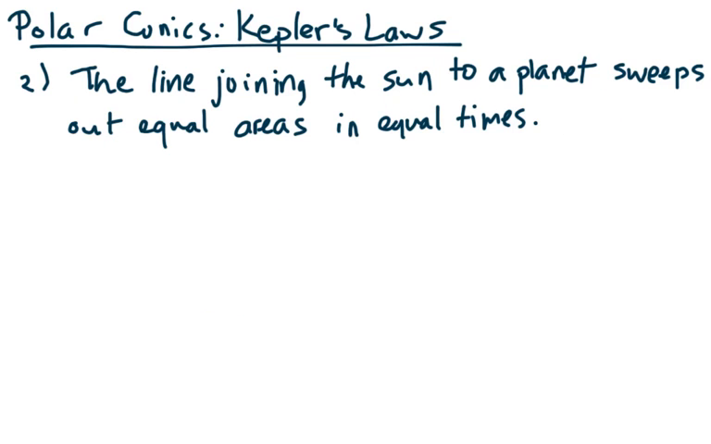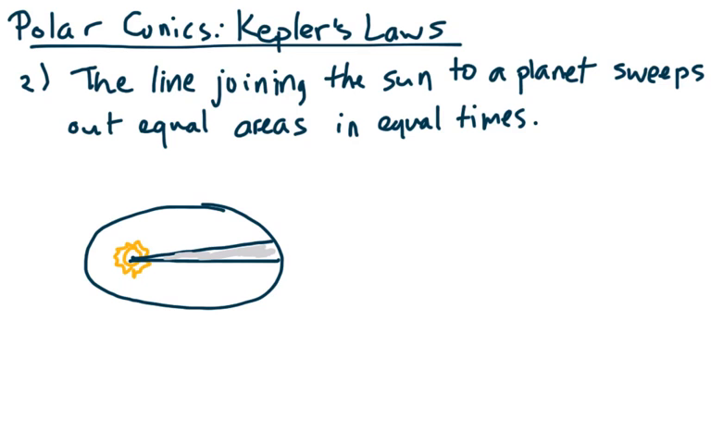The second one: the line joining the sun to a planet sweeps out equal areas in equal times. So imagine you've got a planet, and it goes from here to here in some amount of time. Now this line connecting the planet to the sun is going to be the same line connecting the planet to the sun later on in time. So if the planet's going this way in some amount of time, if I take this region of equal area and the planet goes this way, it's going to take the same amount of time to trace this area as this equal area.